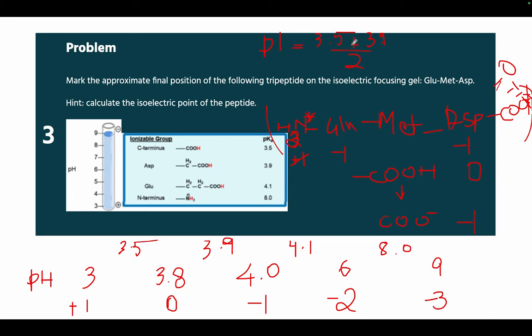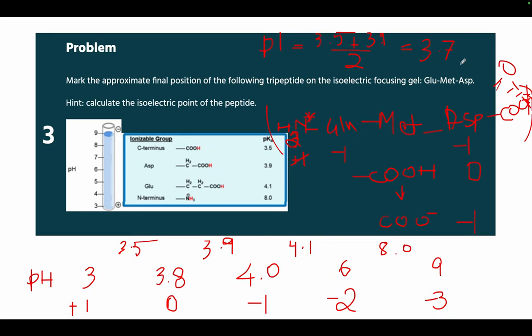We want to find the midpoint between these two, because below 3.5 it is +1, and above 3.9 it is -1. So you want to know what is the midpoint between these two where it will have charge 0. So we will take the average of these two pKs, and so we will get the pI of this protein is 3.7.